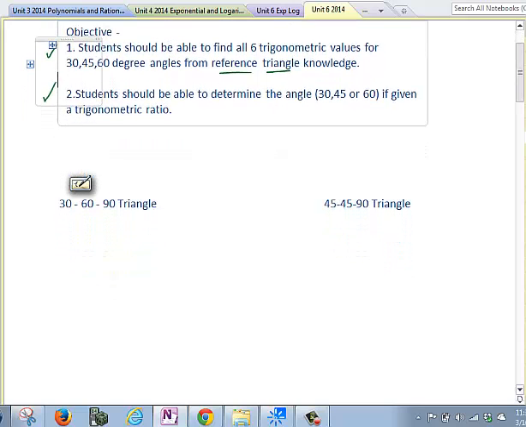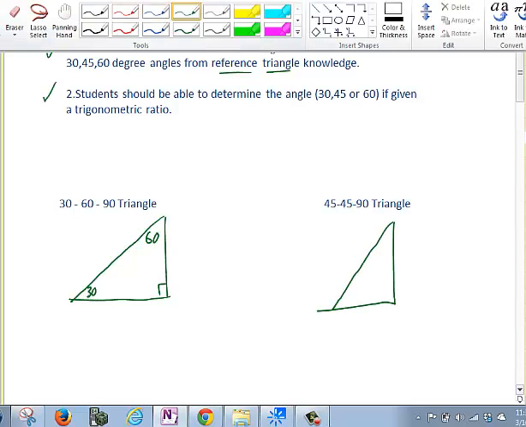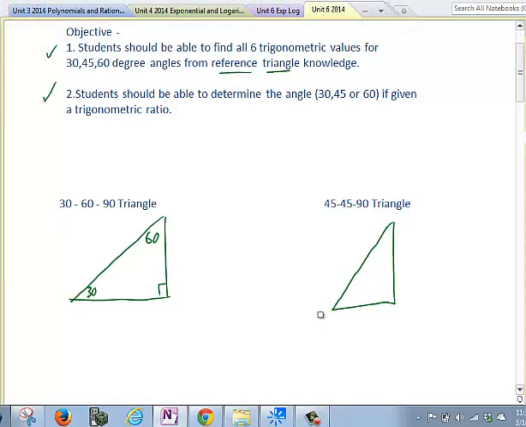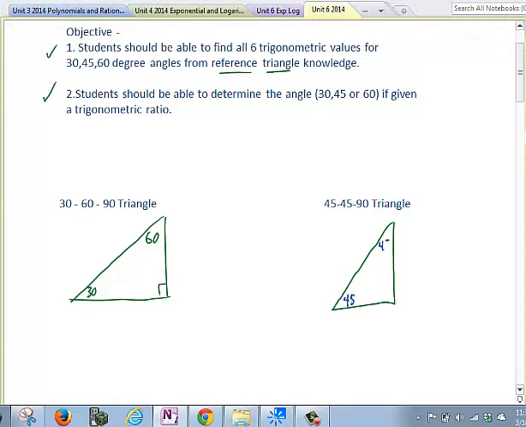It all is based upon your ability to remember what sides go where with a 30, 60, 90 triangle and a 45, 45, 90 triangle. So I'm just going to draw in the angles so that we can see what they are. Now, on any reference sheet given to you on the SAT, they would give you this information. But for pre-calculus or algebra 2, we would expect you to remember this type of information.